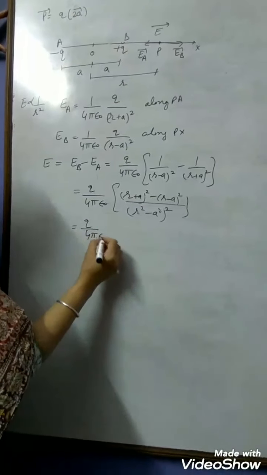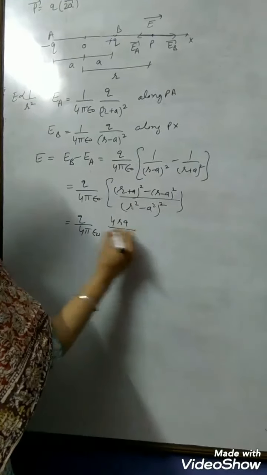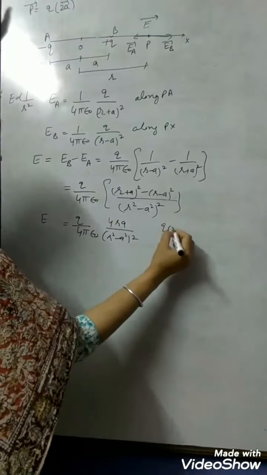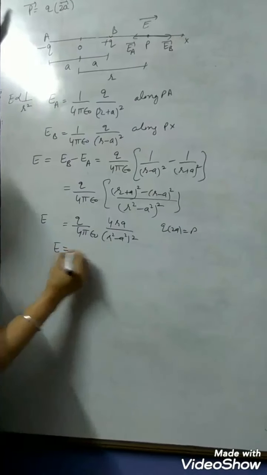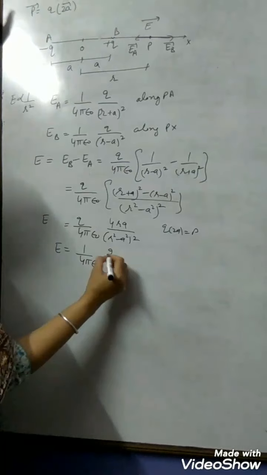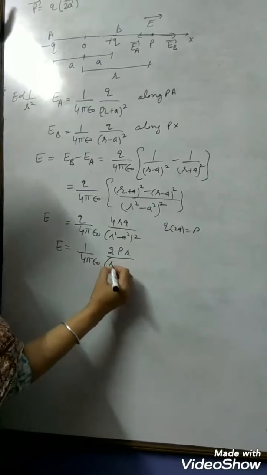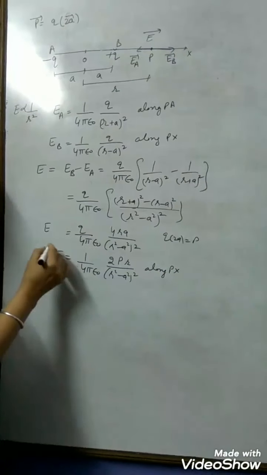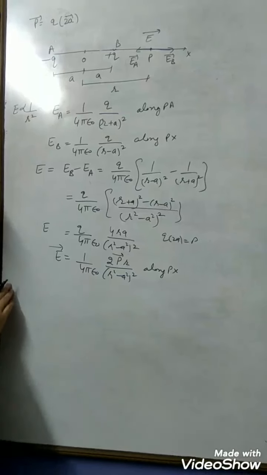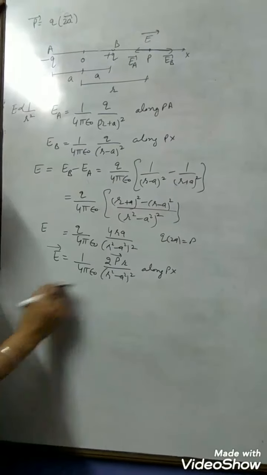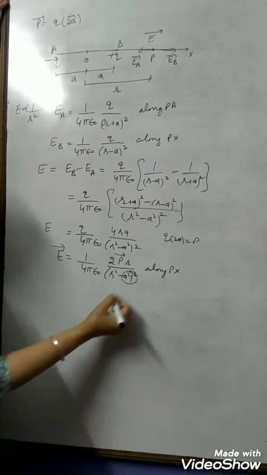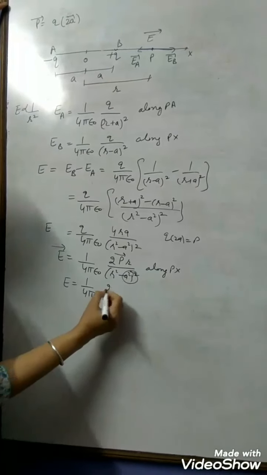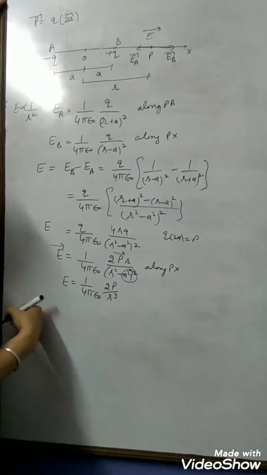By solving this, we get 4Ra upon (R square minus a square) whole square, and Q into 2a is p, so the electric field becomes 1 over 4 pi epsilon naught 2pR upon (R square minus a square) whole square along PX, and in vector form it is in this form. And if the dipole is short, then we neglect a square, and the electric field becomes 1 over 4 pi epsilon naught 2p upon r cube.